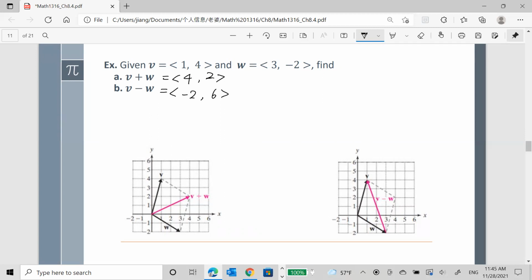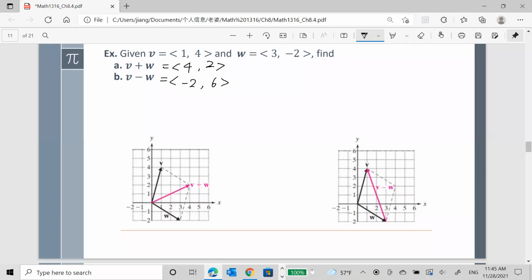So how to sketch it? If we start with V and W, they are in standard position. That means the starting point is (0, 0). So the starting point is here. And then for V, it's from here to (1, 4), which is here. And then W is (3, -2), so it's from the initial point (0, 0) to the point here.